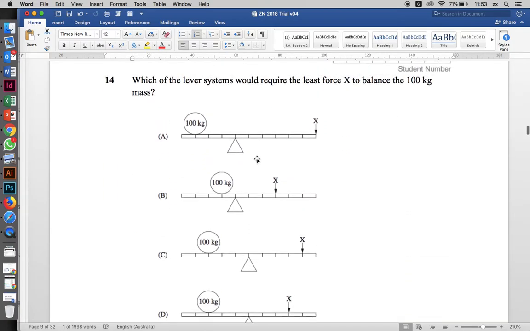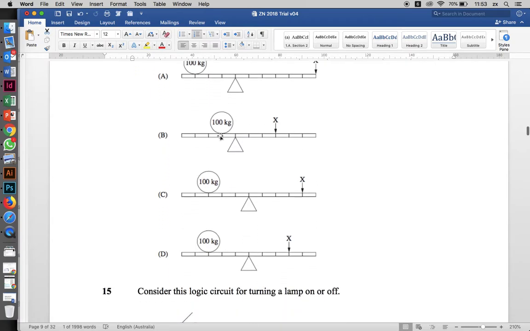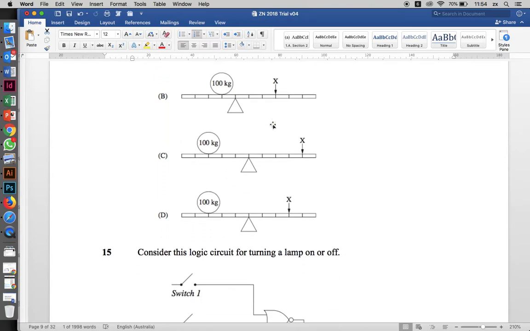Okay, now if we go through this question 14, this is 100 times 3. 100 times 3 is 300. So if we then divide that by 6, 300 divided by 6 is 50. X would need to be 50 in this situation. Okay, so here we've got 100 times 1 is 100, whereas here, so 100 divided by 3, well, that's 33. 33 is less than 50, so we can ignore A. A is out of the picture.